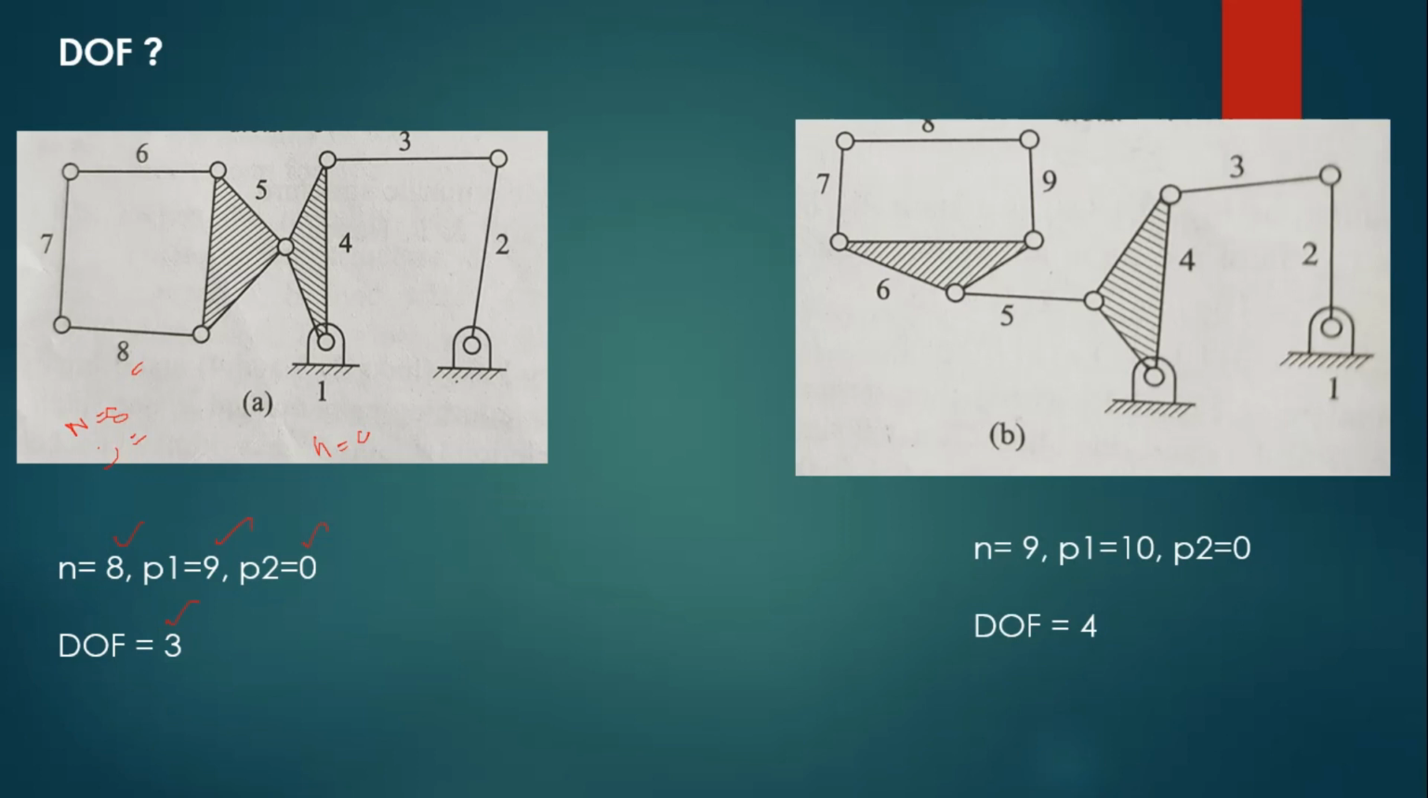And in this case, see, the number of links n is equal to 9, because the highest numerical value here is 9. And j is equal to 10, and there is no higher pair, that's why 0, right? So how does 10 come in this? Because this is 1 pair, 2, 3, 4, 5, 6, 7, 8, 9 and 10. So that's why j is equal to 10 lower pairs, right? Substitute these n and j values, then finally you get degree of freedom equal to 4.